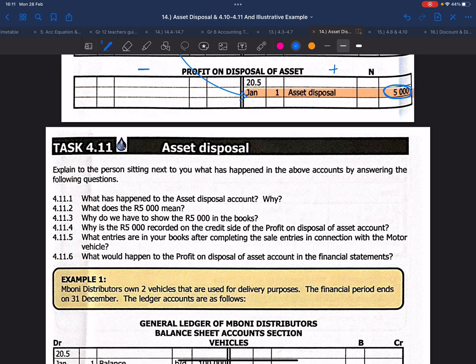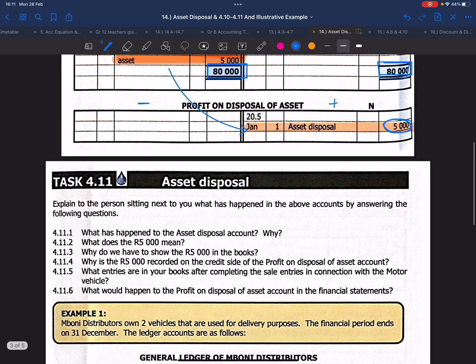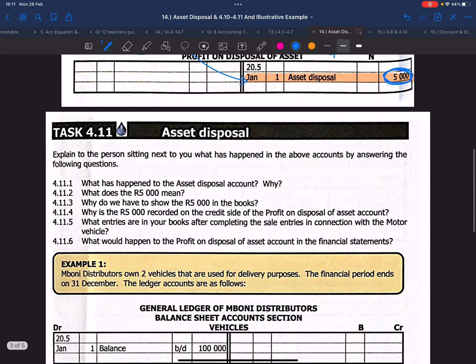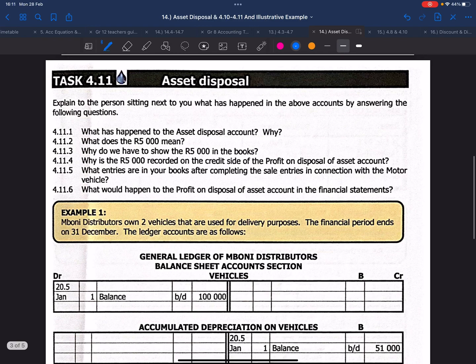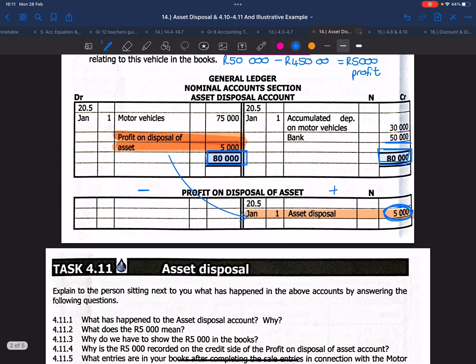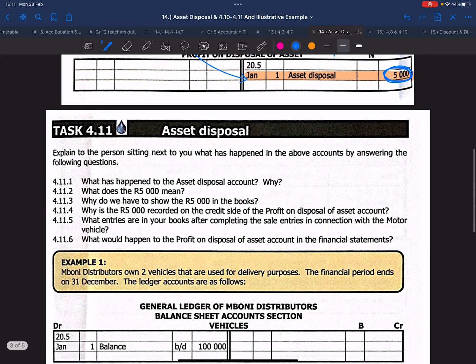The vehicle was only worth 45,000 and we sold it for 50,000. So it means we sold it for 5,000 Rand more and we made a profit on the sale. Why do we have to show the 5,000 Rand in the books? Because we have to balance and close off the books, which is what we did here. We balanced and closed it off to show that we made a profit. So that's why we have to show that 5,000 so that it balances.